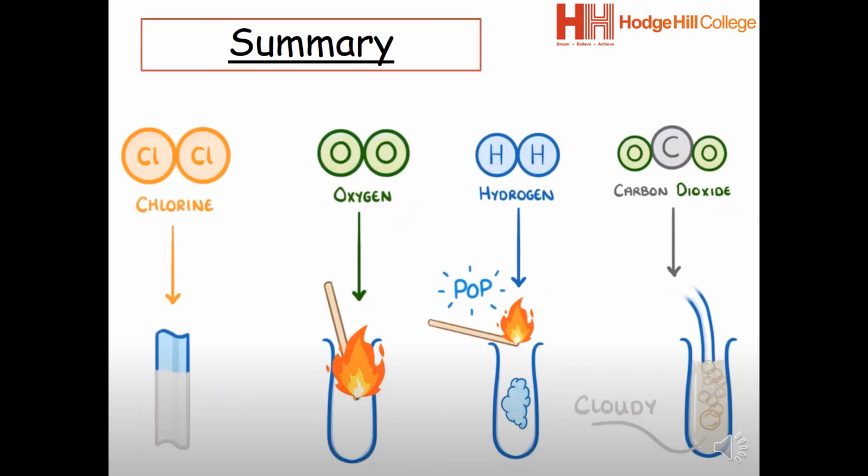Here's a summary of the tests that we conducted earlier. They're in a different order, but the same tests nonetheless. Chlorine gas turns blue damp litmus paper into red and then bleaches it into white. Oxygen relights a glowing splint. Hydrogen gives a squeaky pop sound with a lit splint, and carbon dioxide turns lime water milky or cloudy.